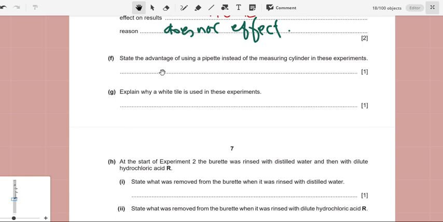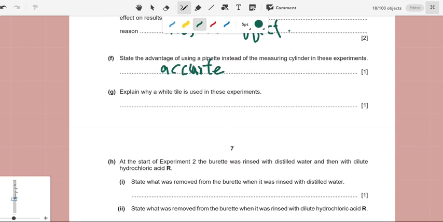Next question is state the advantage of using a pipette instead of measuring cylinder in this experiment. So you know that for more accurate measurement, so here you have to write the reason is accurate measurement.